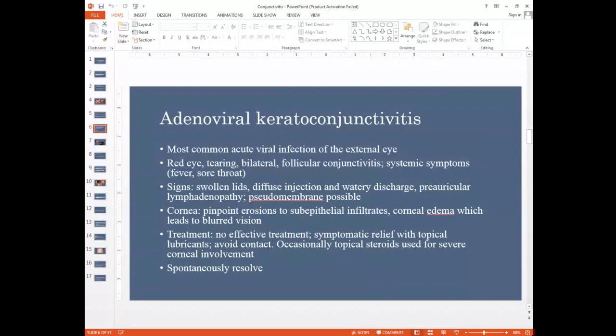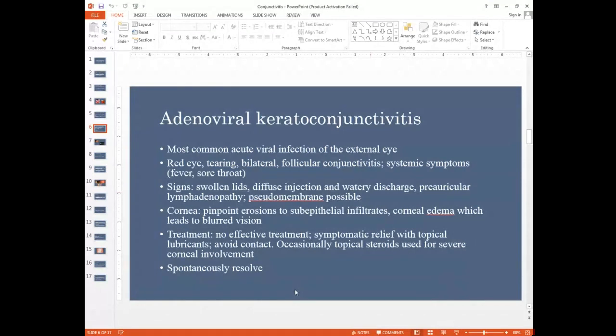Another thing of note is that the cornea may be affected, and that can lead to blurred vision. No treatment is usually needed, just symptomatic relief, and avoid steroids because they can make things worse, especially if it's not that severe. Occasionally, if you have corneal changes with little infiltrates that can lead to scarring and reduced vision, steroids can help to resolve that. So in that case, they can be used.